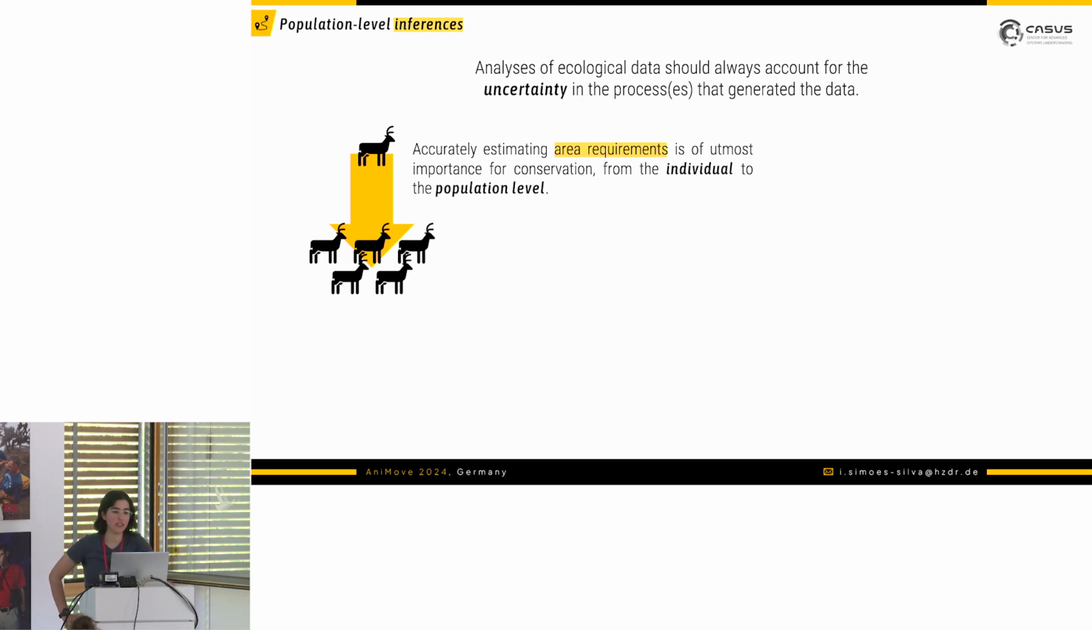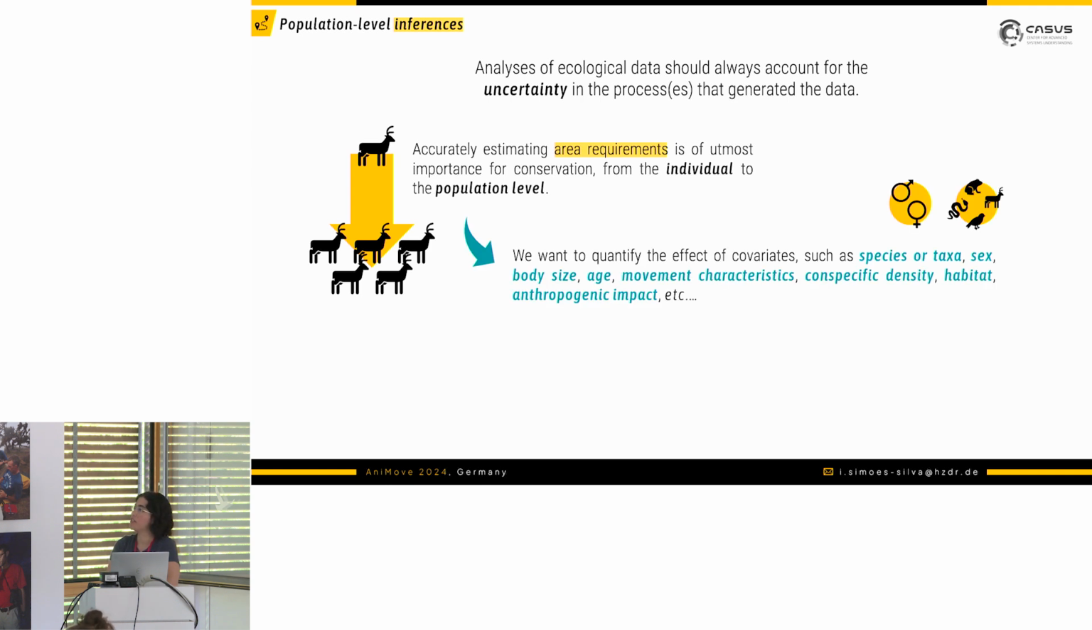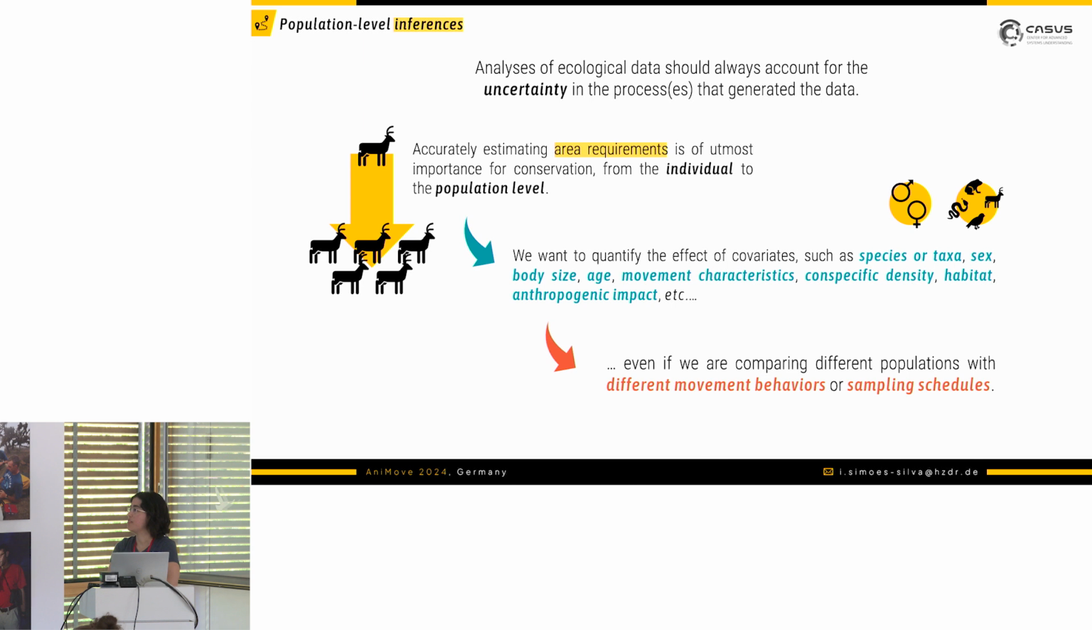So basically, if you're trying to estimate area requirements that goes from the individual level to the population level, or maybe you want to quantify the effects of covariates, like compare different species, different sexes, body size, age, movement characteristics, habitat, a bunch of different covariates you can look into. And also, especially if we're comparing different populations with different movement behaviors or sampling schedules, we want to make sure that we're doing a method that can make that comparable and easy to get an output from.